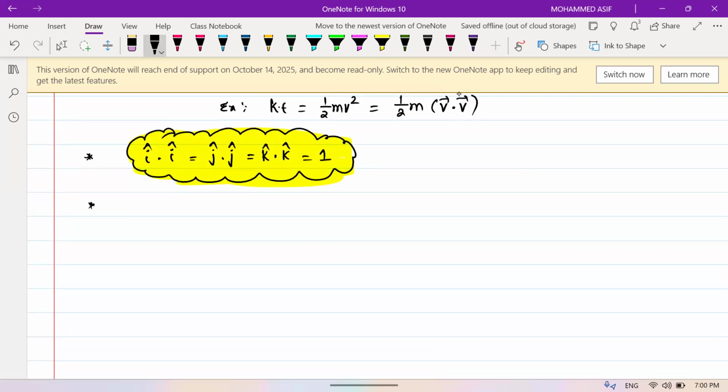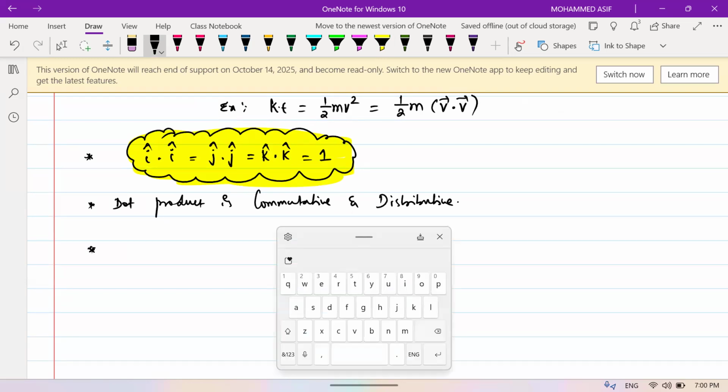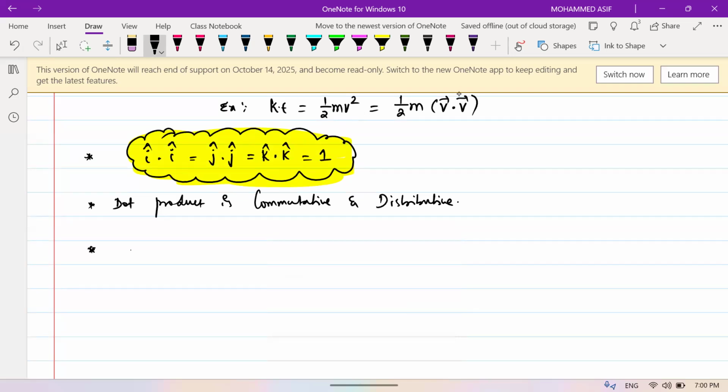And the next one you try to remember: dot product is commutative. It is commutative and distributive also. Clear? And this one is very important. If I'm writing in orthogonal components, a bar dot b bar is equal to ax into bx plus ay into by plus az into bz.